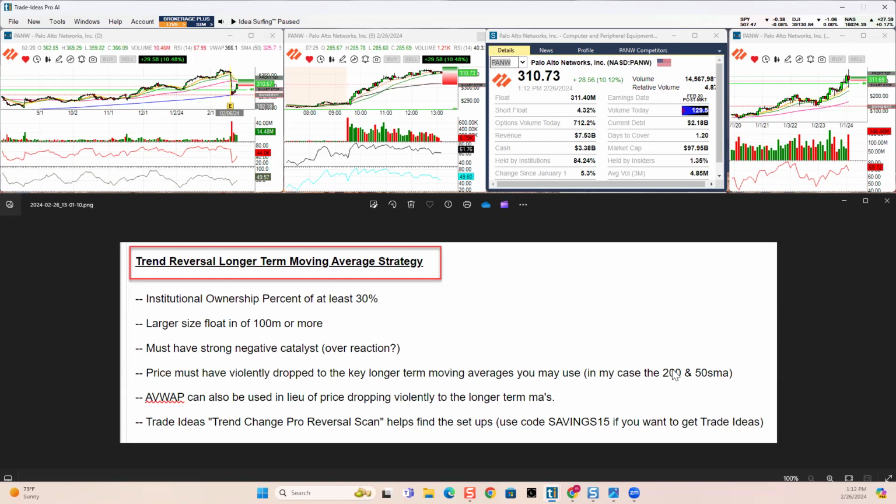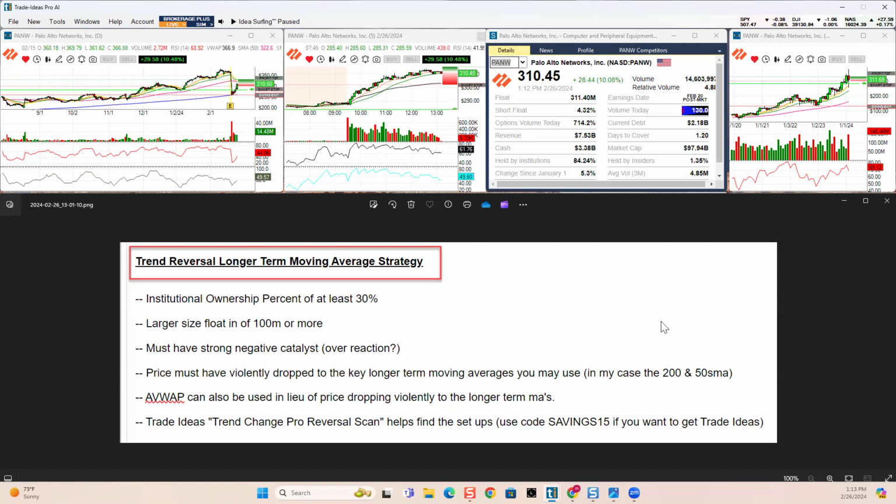You can use whatever longer term moving averages you use. Okay, I use the 200 and the 50. You don't have to agree with the 200. Just know that a lot of other people and machines, algorithms, look at the 200 and the 50, which means it's an area of interest. But you can use the 65. You can even use anchored VWAP in lieu of price dropping down to a moving average.